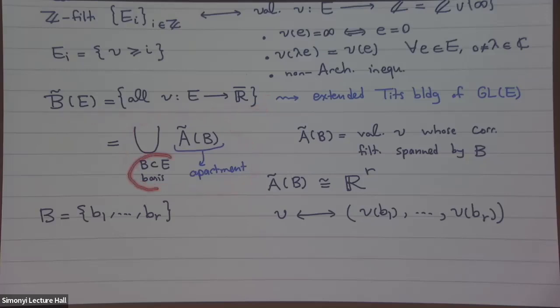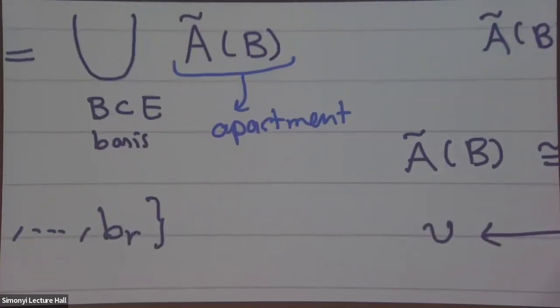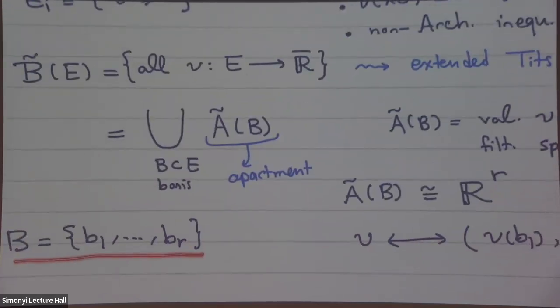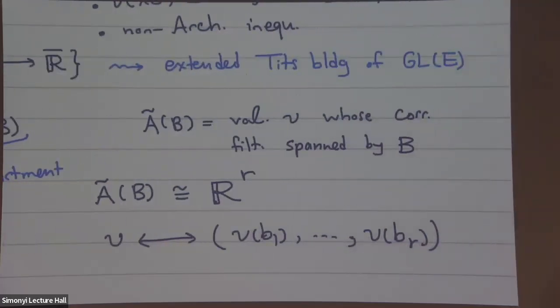Anyhow, so this is an infinite union of vector spaces that also comes from building theory. So for each basis, to be more precise, basis up to scaling. For me, a basis and a scaling of a basis give the same thing. So you have a basis B1, ..., BR for the vector space, and then you define the apartment corresponding to that basis. It's a collection of valuations, as I have defined them, on the vector space, or filtrations on the vector space, whose filtration spaces, all those E_i's, are spanned by subsets of B.